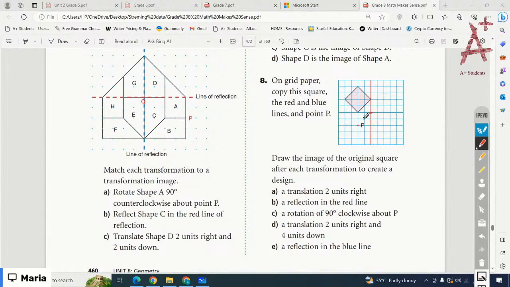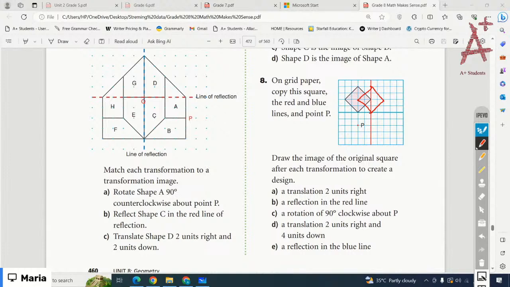It would be from here to here, from here to here, then from here to here, and this is a translation 2 units right. If you apply a 2 units right translation, it would be like this, right?